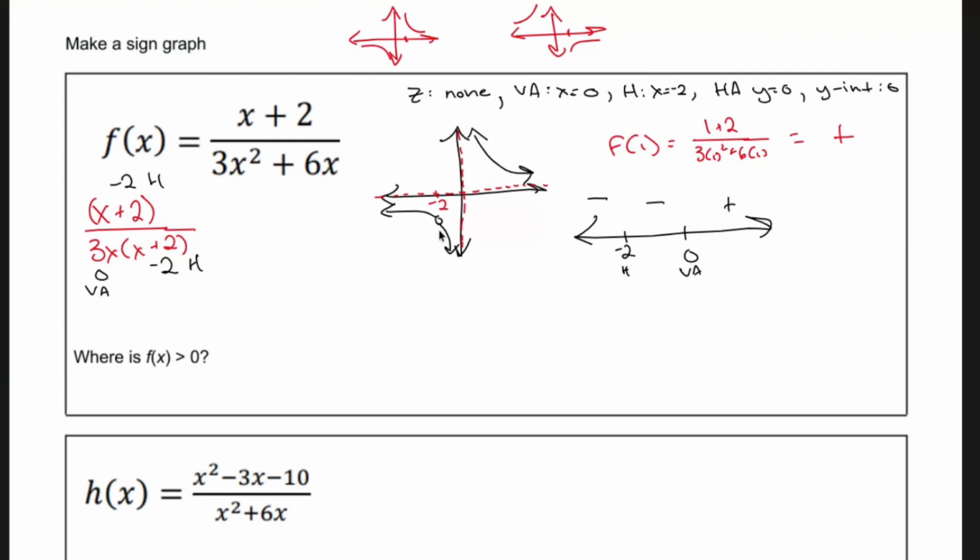Now, if I cared about negatives, I would have to factor in the hole and say I can't use -2, but that doesn't happen here. So we are going to say, where is f of x greater than or equal to 0? From 0 to infinity. And that's that.